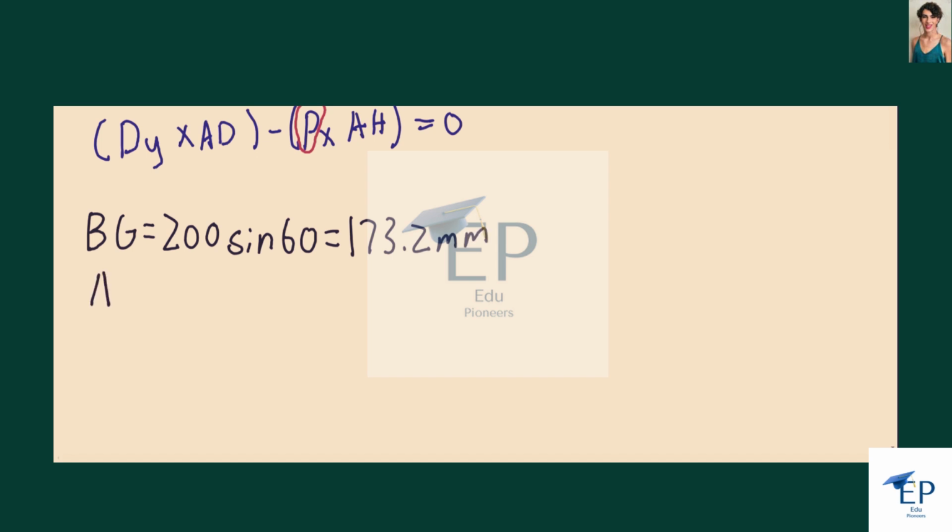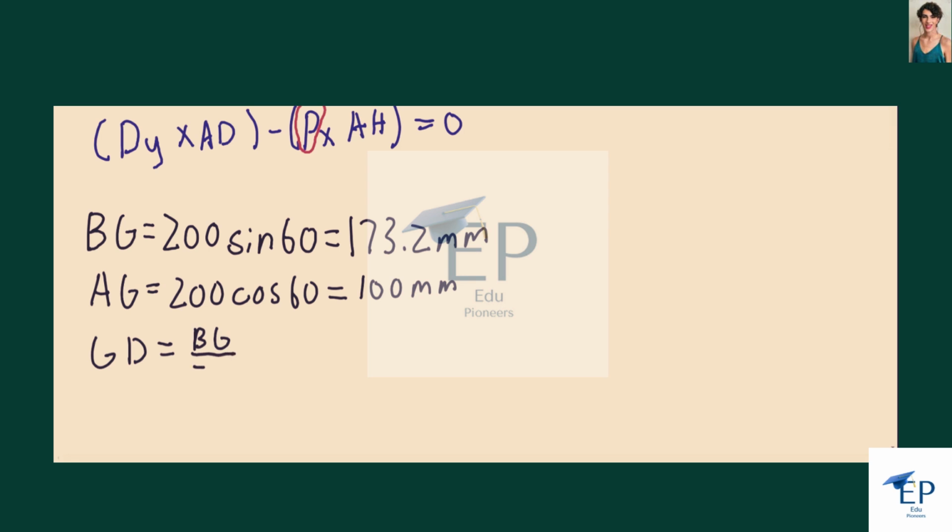For length AG, that's going to be equal to 200 times the cosine of 60, and that will give us a length of 100 millimeters. For length GD, that's going to be BG over the tangent of 70 degrees, and that will be equal to 63.04 millimeters.